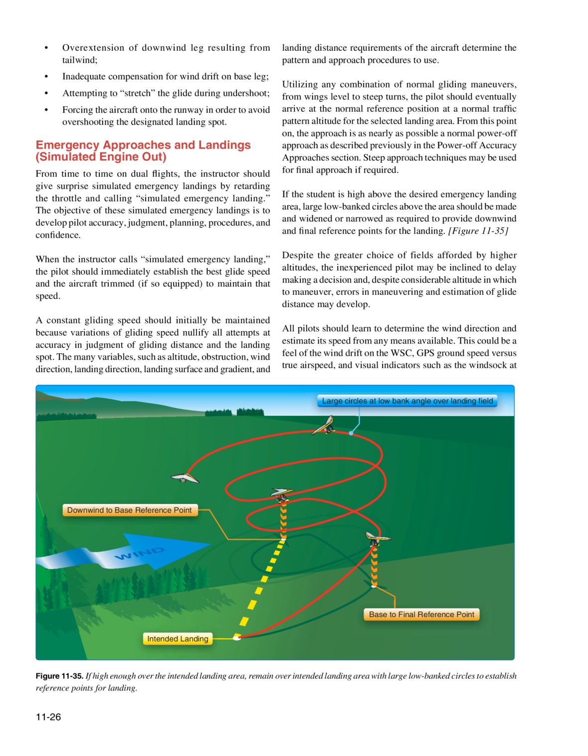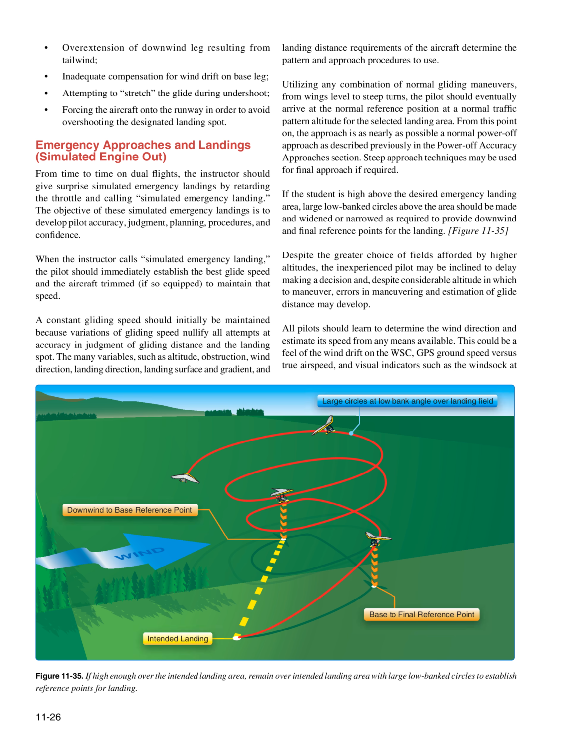A constant gliding speed should initially be maintained because variations of gliding speed nullify all attempts at accuracy and judgment of gliding distance to the landing spot. The many variables, such as altitude, obstruction, wind direction, landing surface and gradient, and landing distance requirements of the aircraft determine the pattern and approach procedures to use.